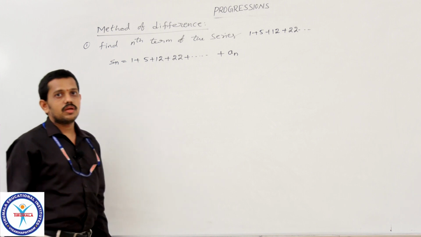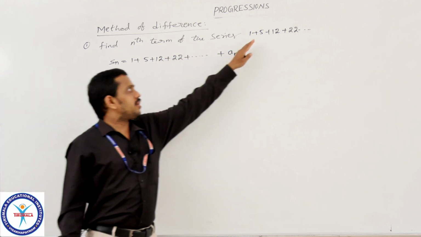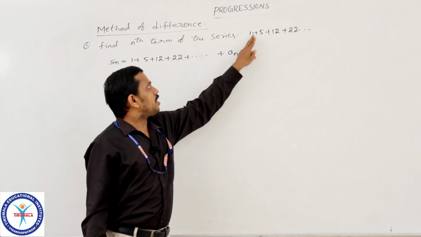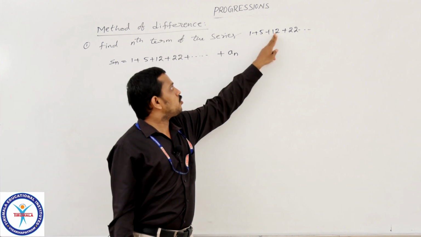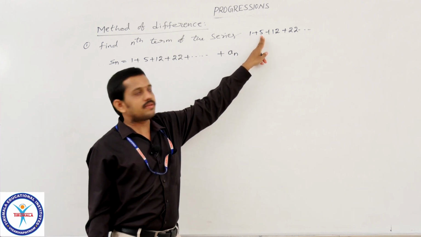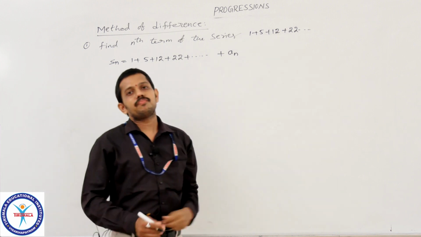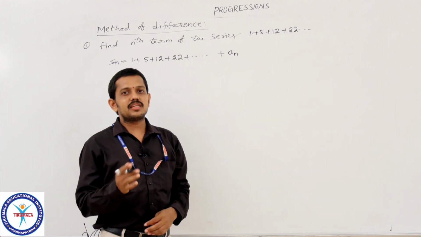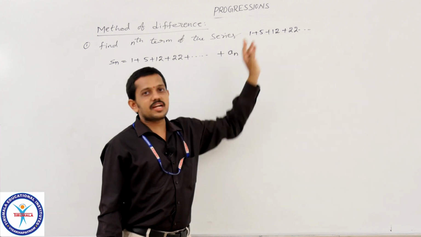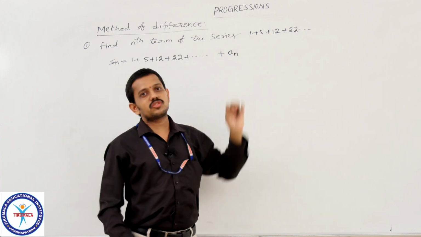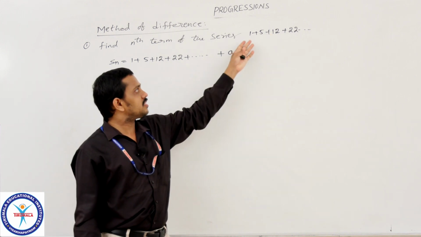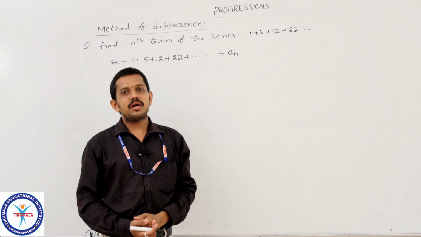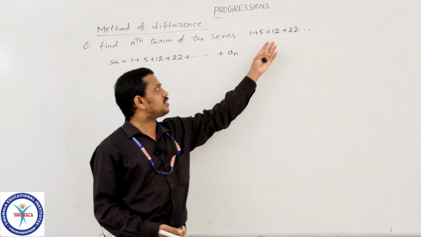Now when we observe this series, 5 minus 1 is 4, 12 minus 5 is 7, 22 minus 12 is 10. It is not in AP, and it is also not in GP, it does not belong to HP, and it does not belong to AGP either, but we need to find the nth term of this series.